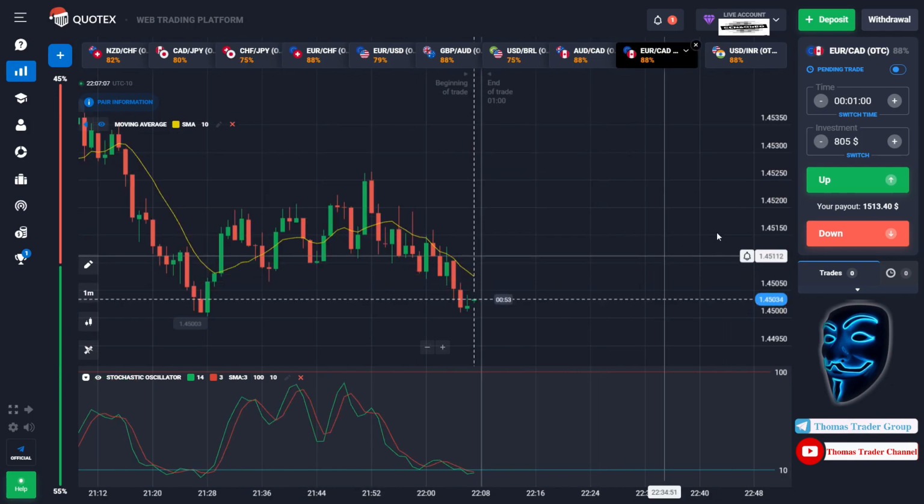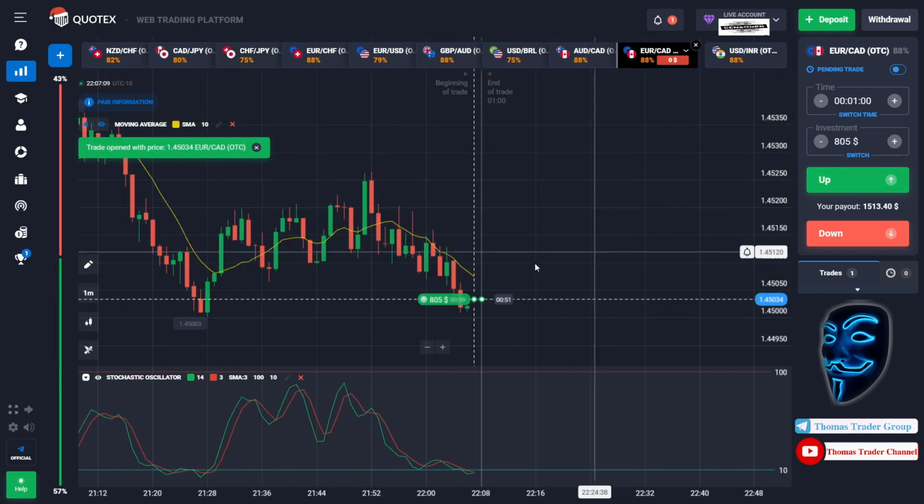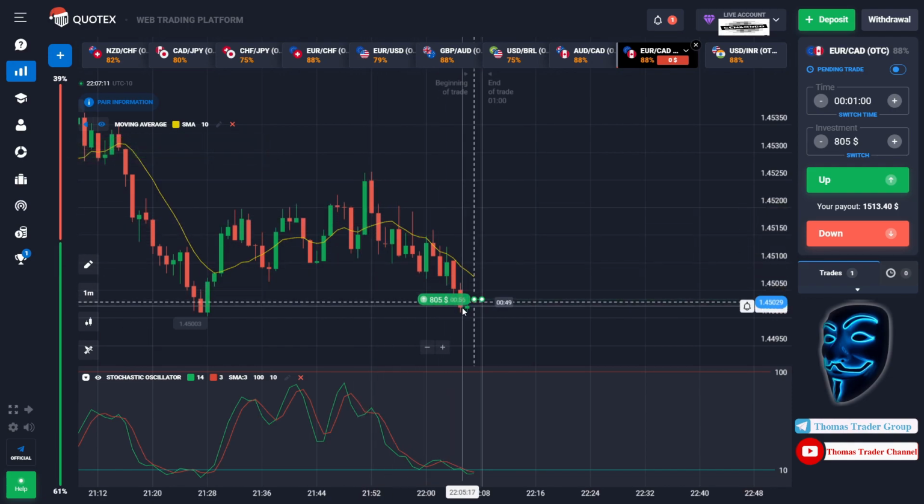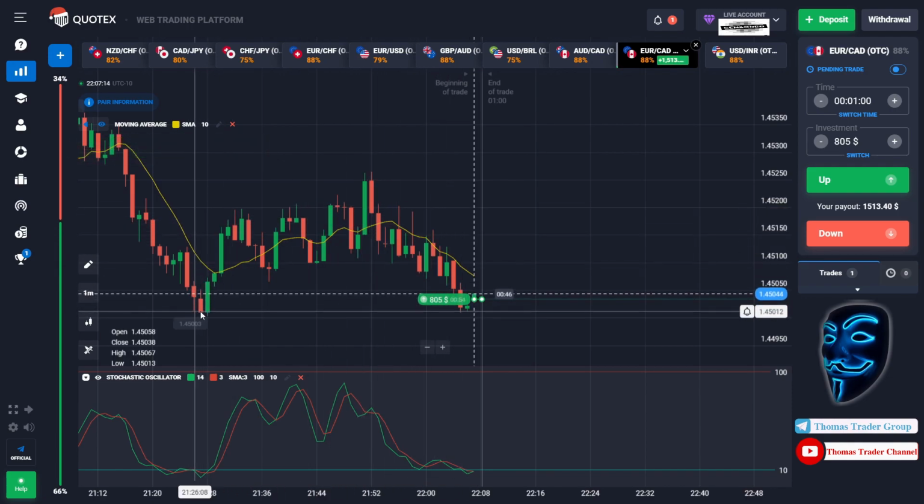Over here we can open buy for 1 minute. As you can see, the market is going bearish, but the market has already touched the support area. When the market touched the support area, it will make a rebound.